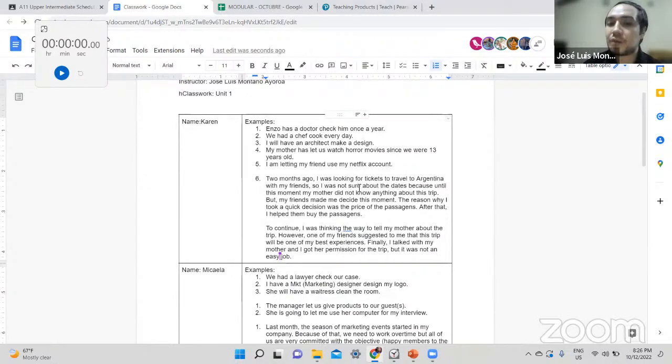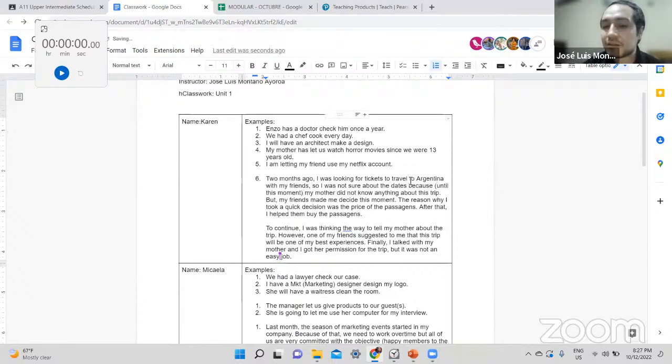So comma, so I was not sure about the dates because until this moment, here you're going to use two commas. Why? Because, or you can use dashes. Here you can use 2 commas, because until this moment is going to be a time clarification. Why? Because your subject is not until this moment, right? Your subject is my mother, right? So it means that until this moment is a time expression that is clarifying, but in the form of a paraphrase.